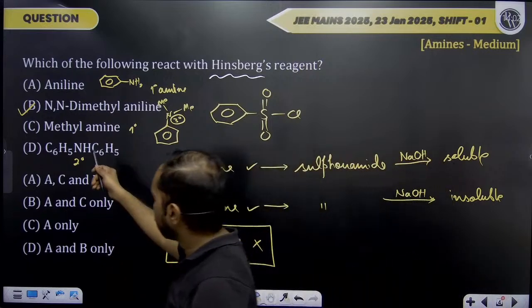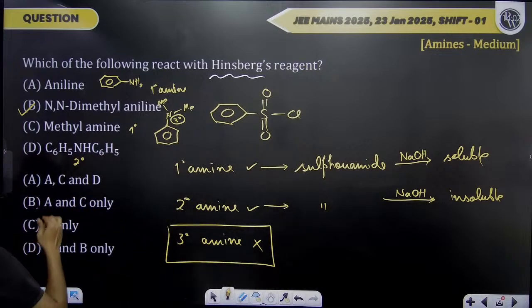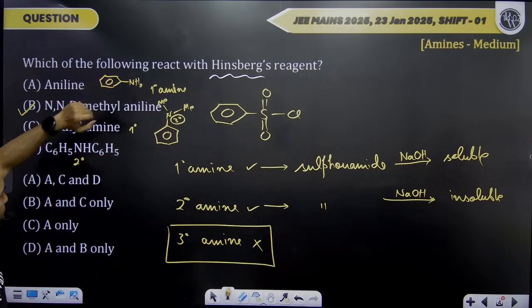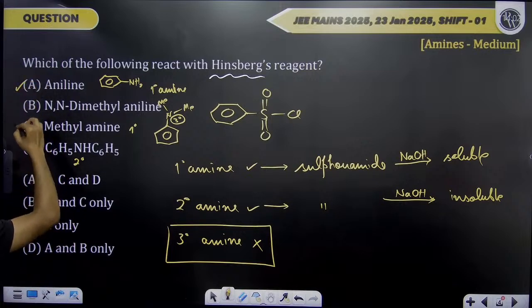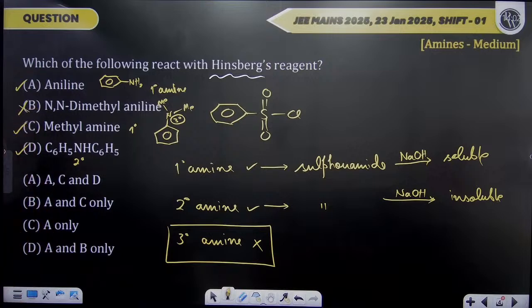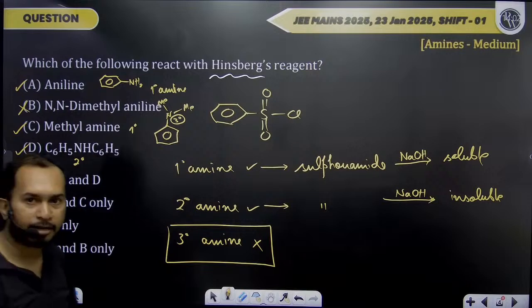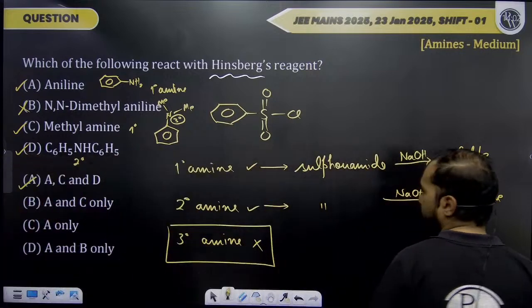Acha, okay. Options are given later on. So the question is which of the following will react with the Hinsberg reagent? Which one is reacting? This is reacting, this is reacting, this is reacting, this is not reacting. So the answer should be A, C, D. Do we have any such option? Yes, A, C, D is the option.